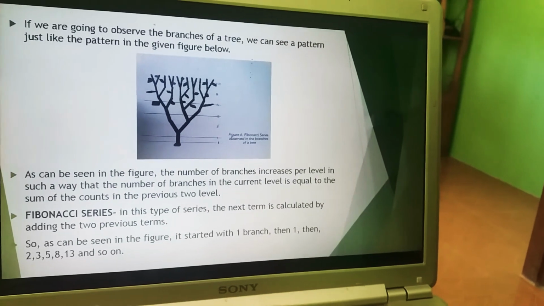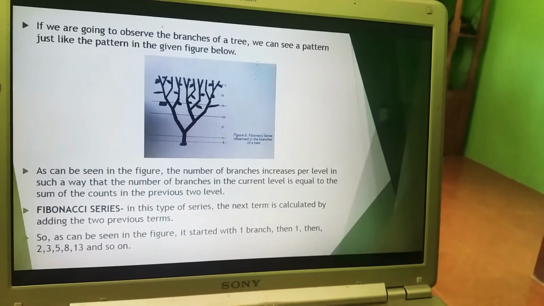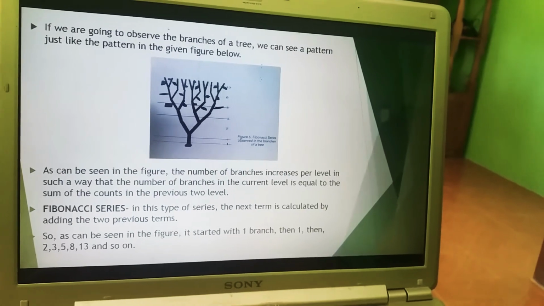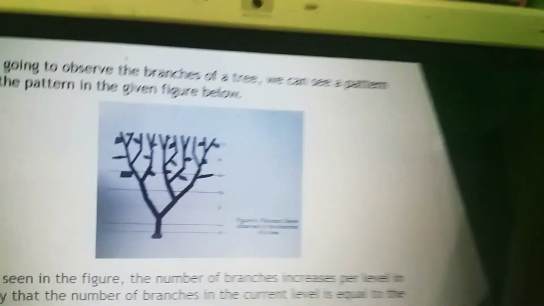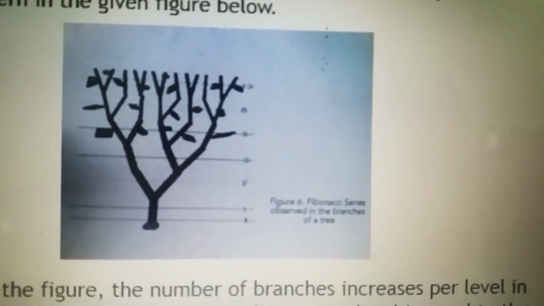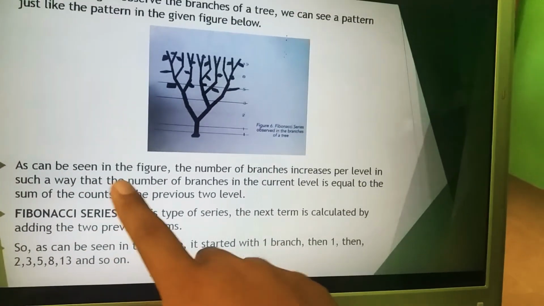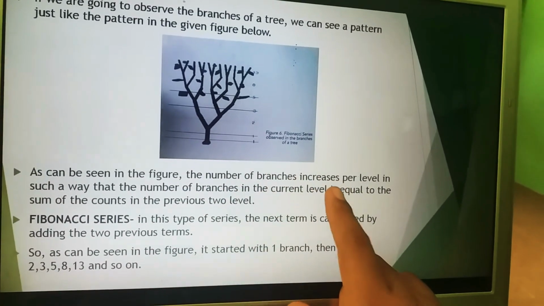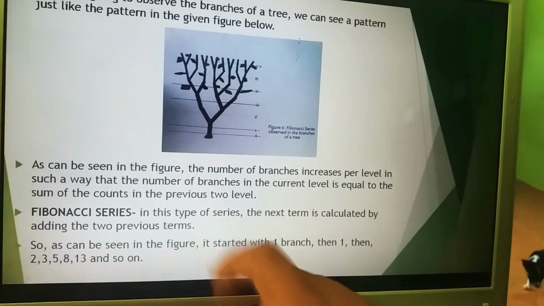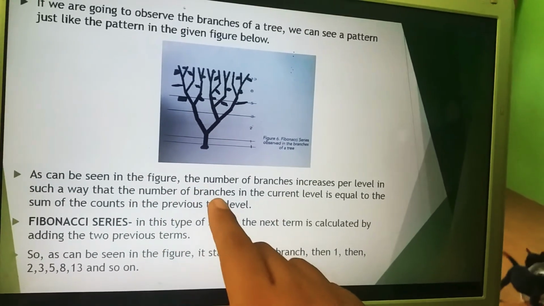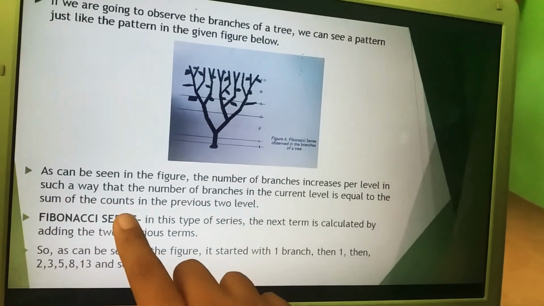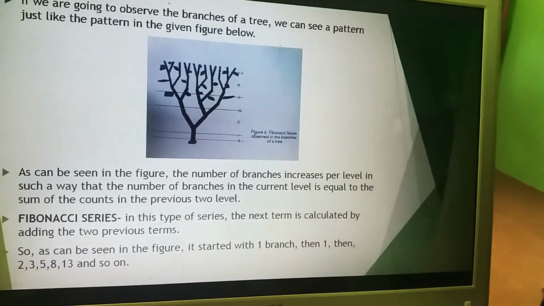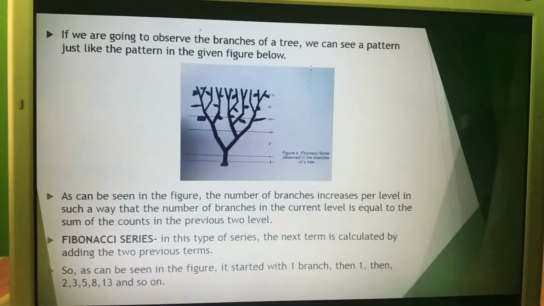Ayan. If we are going to observe the branches of a tree, we can see a pattern just like the pattern given in this figure. Okay? Ayan. As can be seen in the figure, the number of branches increases per level in such a way that the number of branches in the current level is equal to the sum of the counts in the previous two levels. And this is what we call the Fibonacci series.